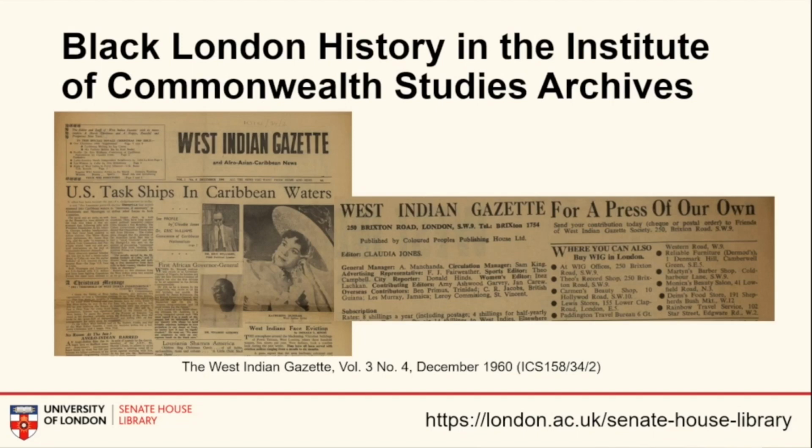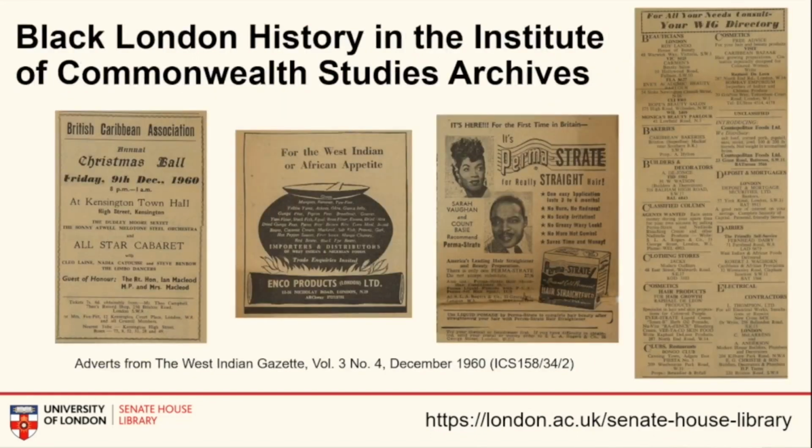One of the less obvious and, I think, quite intriguing ways these newspapers can show us something about the Black London community is the adverts in these newspapers. So on this slide, I've just added a few of the ones that you can see in this December 1960 edition of the West Indian Gazette. I think these adverts illustrate really nicely how there is a quite prominent economy and social space surrounding the community forming at the time. Going from left to right, the first one is an advertisement for the British Caribbean Association's annual Christmas Ball, which was held at Kensington Town Hall.